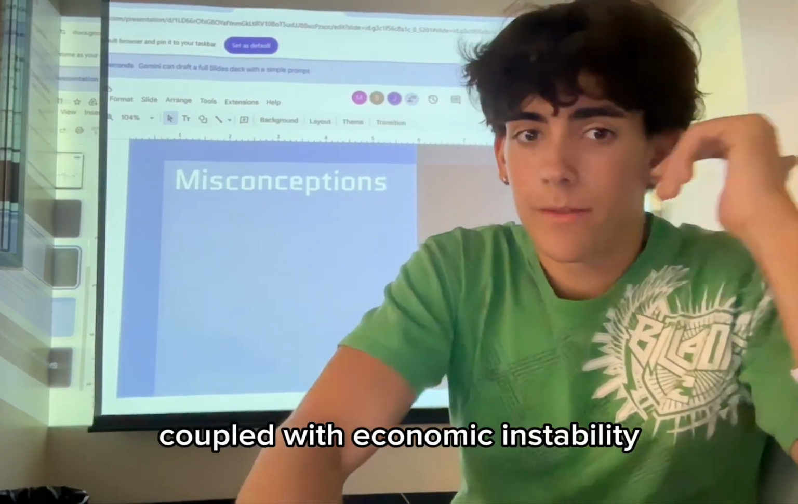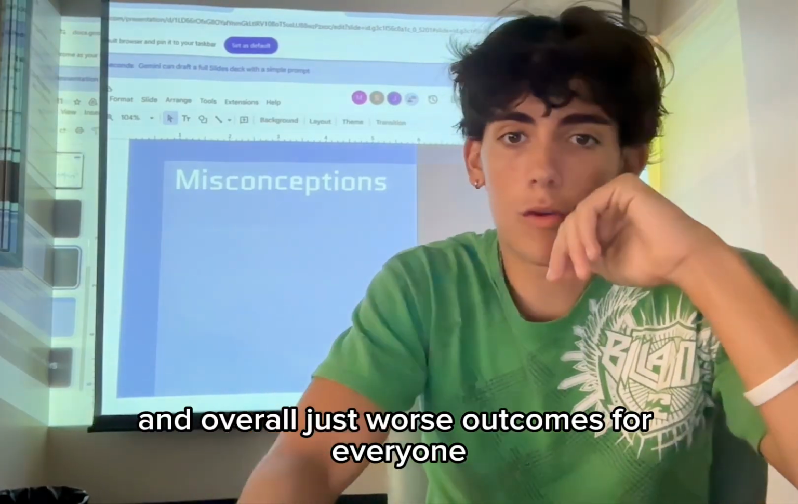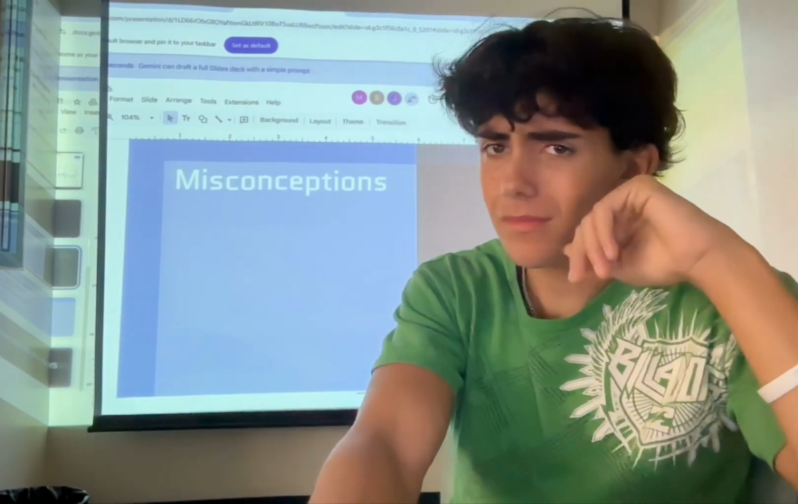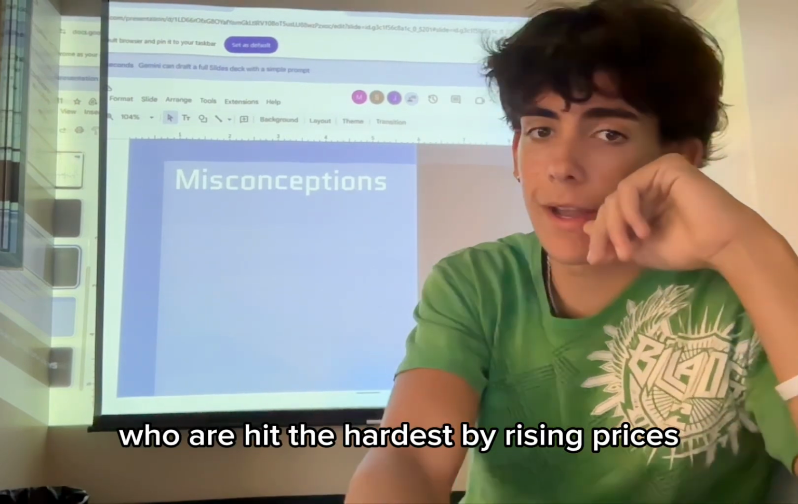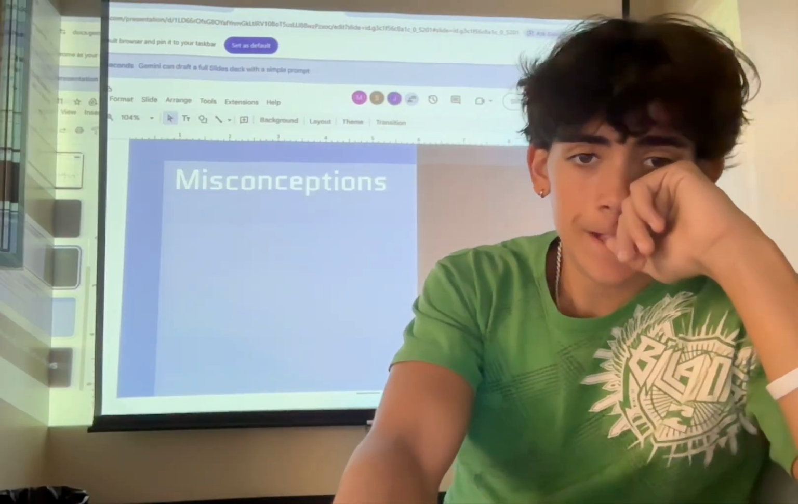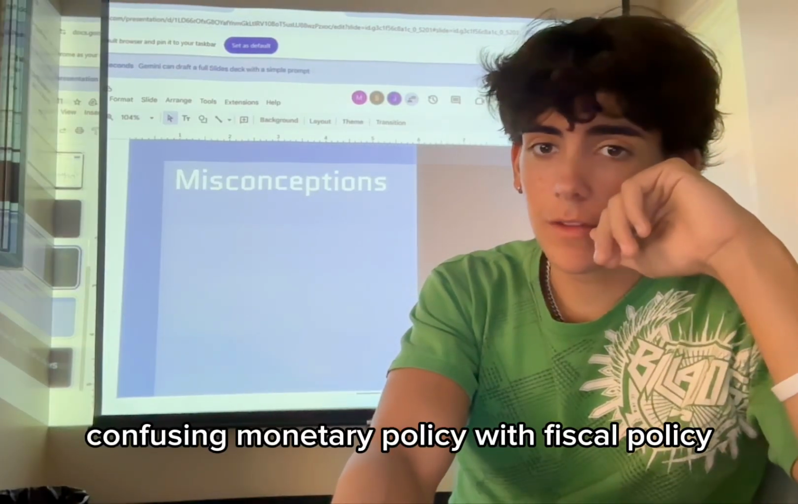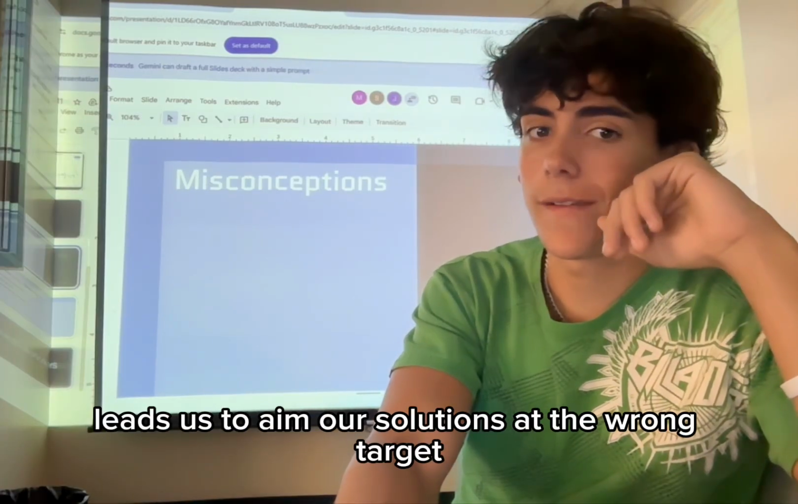Coupled with economic instability, and overall just worse outcomes for everyone, especially in lower income households who were hit the hardest by rising prices. Second, confusing monetary policy with fiscal policy leads us to aim our solutions at the wrong target.